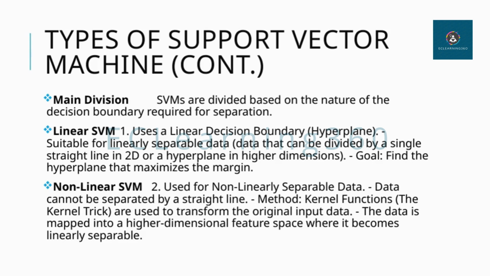On the other hand, we have nonlinear SVMs, which are used when the data can't be separated by a straight line. This is where things get more interesting. Instead of trying to find a linear boundary, we use kernel functions, sometimes called the kernel trick, to transform the original data into a higher dimensional space. In this new space, the data becomes linearly separable, allowing us to draw a hyperplane that separates the classes effectively. This approach is powerful because it enables us to handle much more complex, nonlinear relationships within the data, while still leveraging the core principles of SVMs.